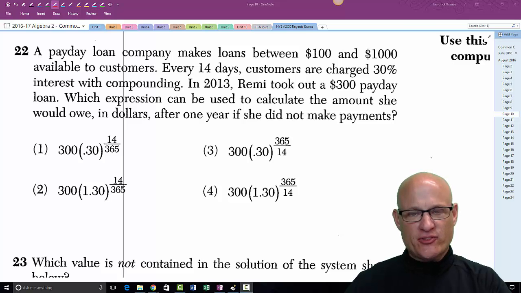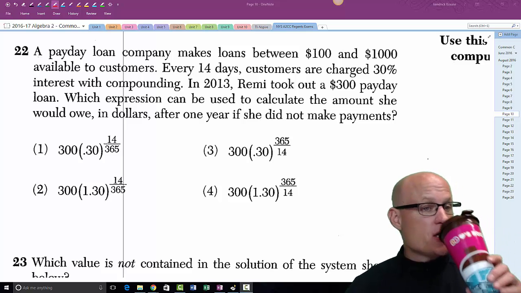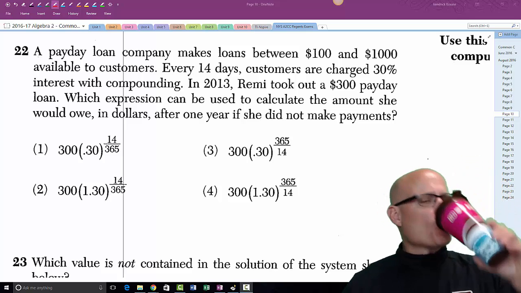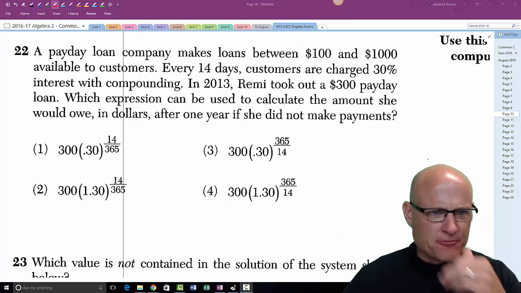Okay, this question. It's another one of those ones I was sort of hoping to get the answer key for, but I don't. So I'm going to need a little bit of a coffee. Very good.